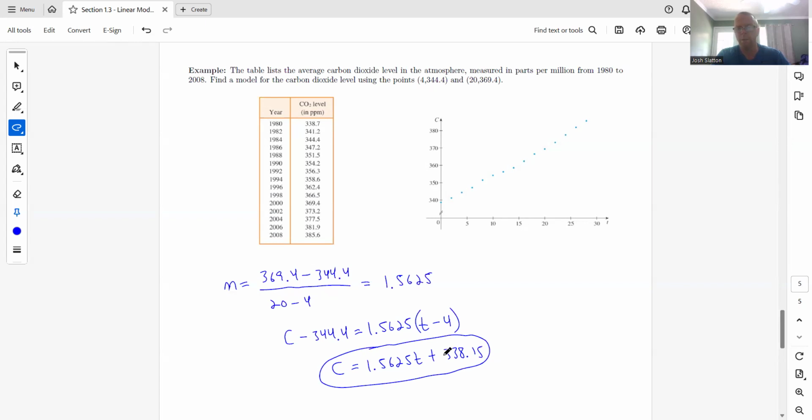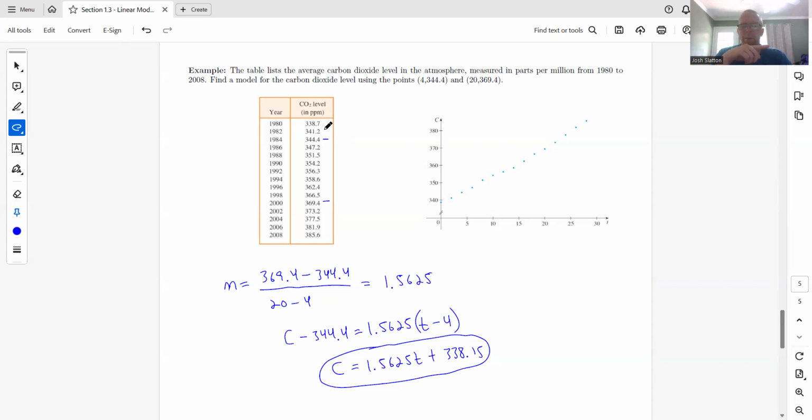And so you can see the y-intercept 338.15 is not what we have as the actual data point, but it is close. And the reason for that is because we're using those 2 points and getting the line between them, which may or may not go through any of these other ones. So all we know is it goes through those two, but we don't know anything else. Or I mean, we can figure it out, but it's not guaranteed that the line will go through any of the other points.